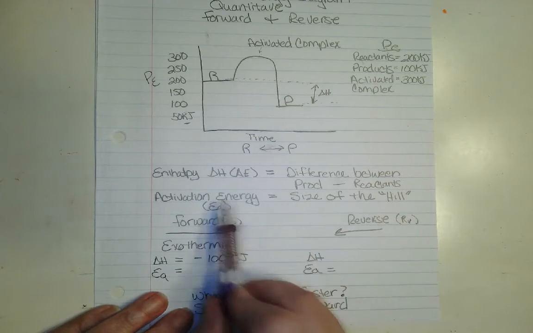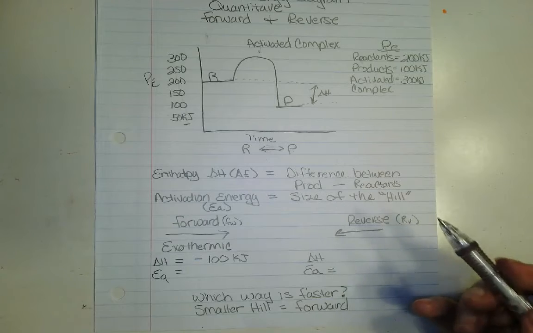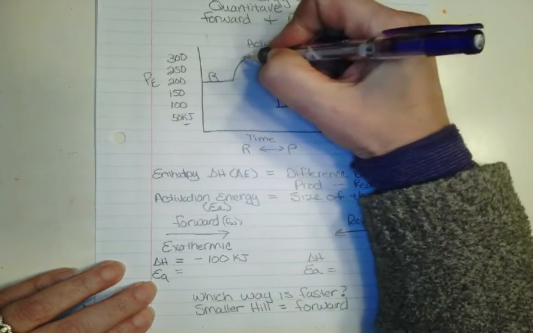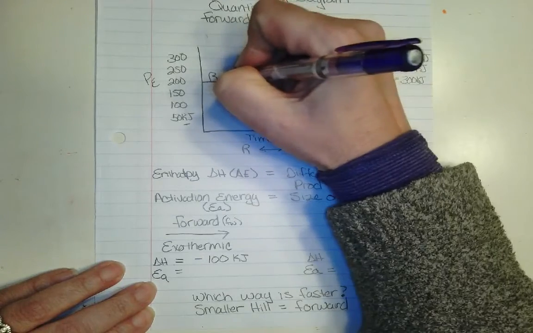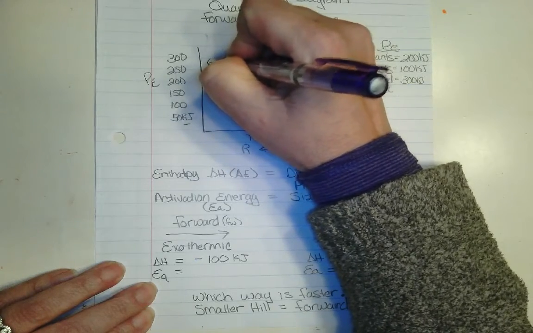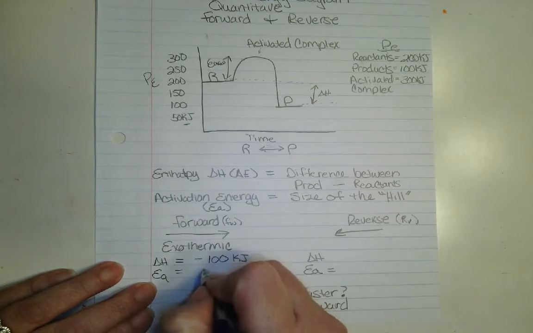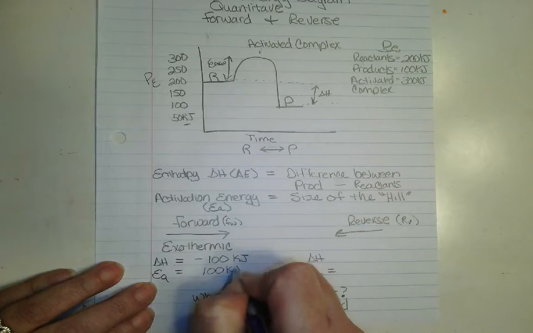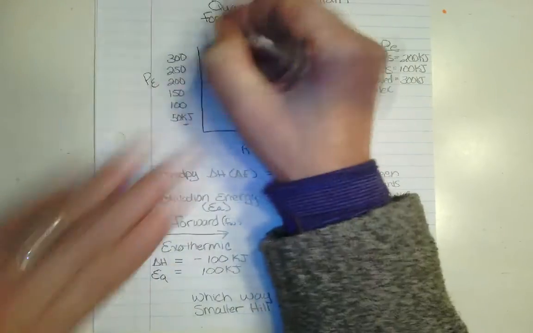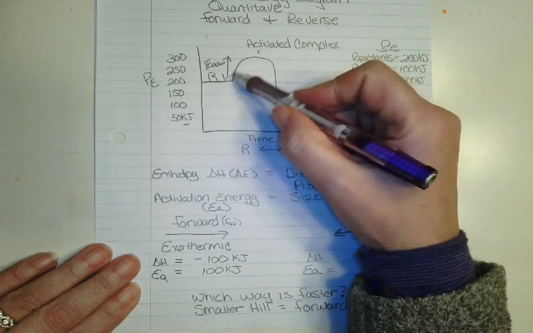Now, the activation energy is the size of the hill. It's how much energy I need to put in before my reaction can start going on its own. Okay, so here's my reactants. Here's the hill. So if I'm going forward, this is going to be my activation energy, and I'm going to put a little FW there for forward, and that is between 200 and 300. So that is 100 kilojoules. Okay, so again, activation energy forward, so going this way, it's the hill I have to run up.